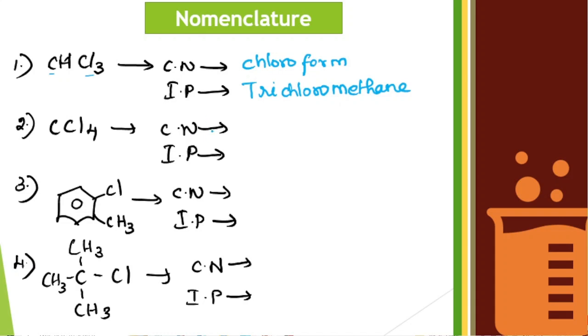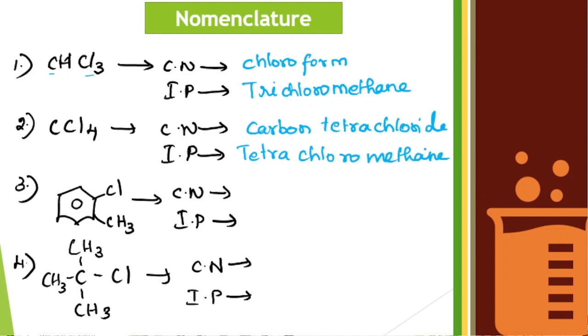Then CCl4. It is again a very, very famous compound. It is nothing but carbon tetrachloride. Its common name is carbon tetrachloride. Tetra means 4, so 4 chlorines are there. Its IUPAC name is going to be tetrachloromethane, because only one carbon is there. Tetrachloromethane.